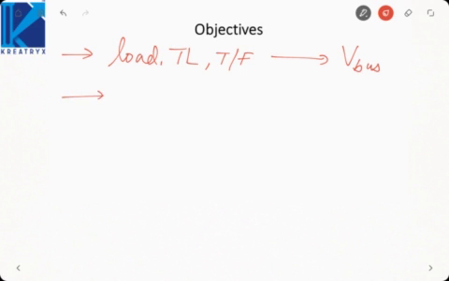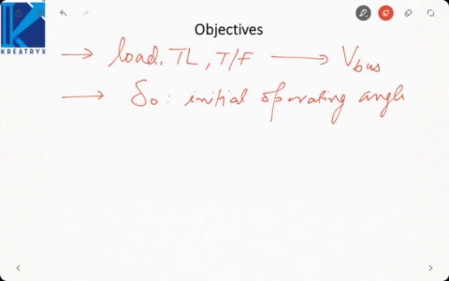Now, since we are also determining the voltage angles, we can determine delta naught, that is the initial operating angle. Now we know the stability margin for steady state stability is 90 minus delta naught. The farther away from 90 degrees we are, the more stable is the system. So we can calculate the steady state stability based on the load flow analysis.